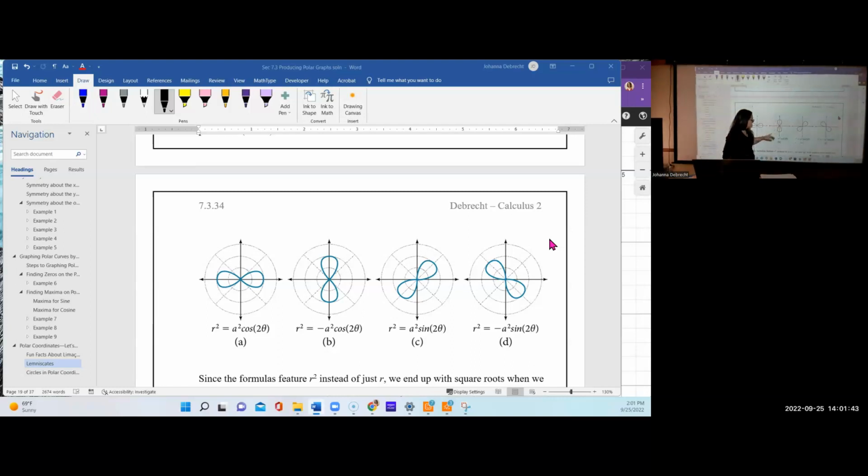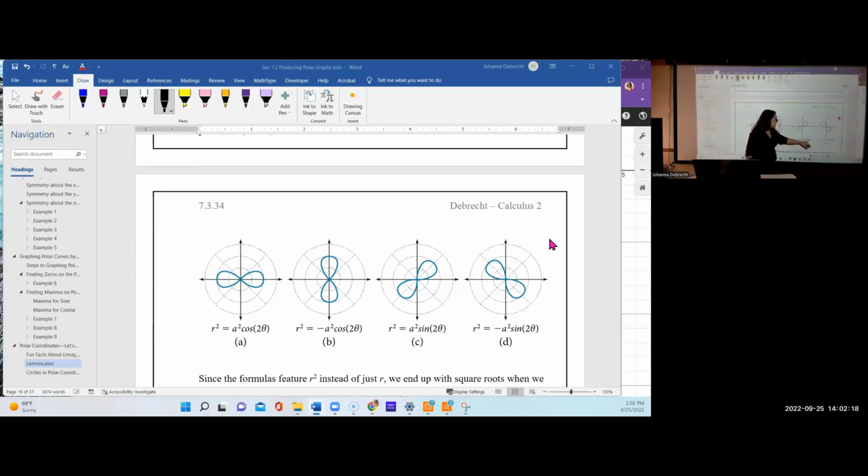The second one has symmetry with relation to the y-axis, and this is negative a squared cosine of 2 theta. And then this next one is a squared sine of 2 theta, which is rotated, tilted. Notice that this one, when we multiplied by a negative, rotated it 90 degrees and made it symmetric about the y-axis. Now, these are both symmetric about the pole. If you fold twice, it will fold on top of itself.